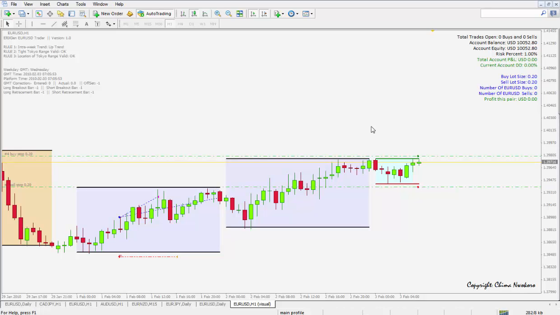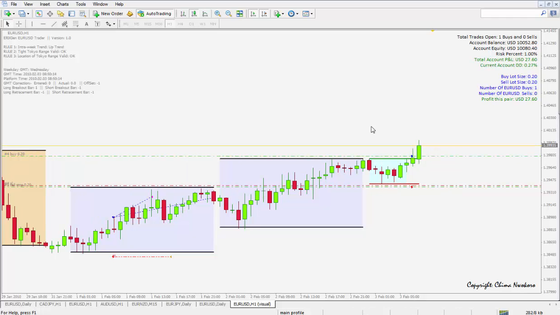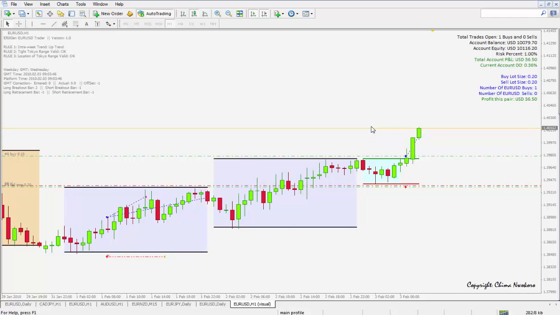And it's on aggressive mode. Bang. It's entered the trade, the buy trade, with 0.2 lots, stop loss placed below the low of the Tokyo session. And let's see, when it gets to 25 pips, we close half of the trade. Half of the trade closed, and we just have 0.1 left.